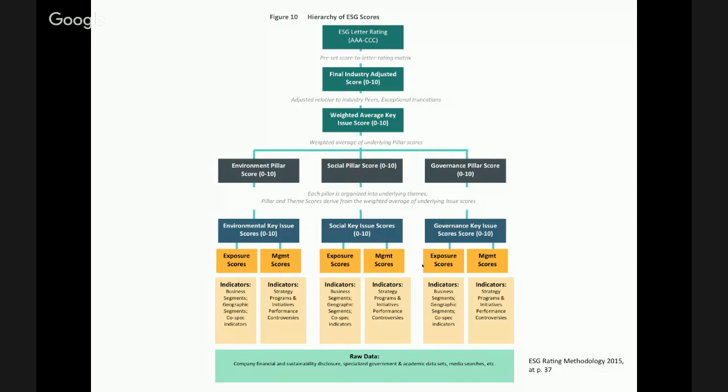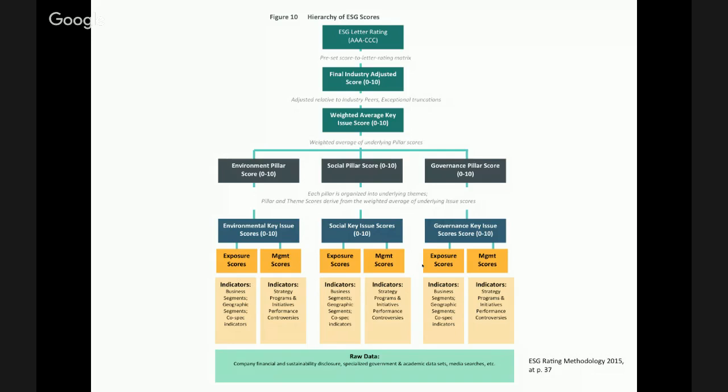Under each of the key issues, you have key issues that companies are rated on, and for those key issues, you're looking at an exposure score. These are two things that combine to give you the key issue score.